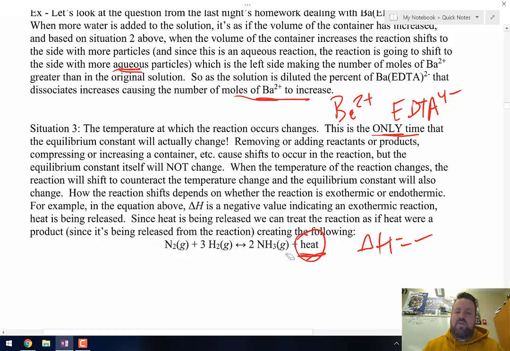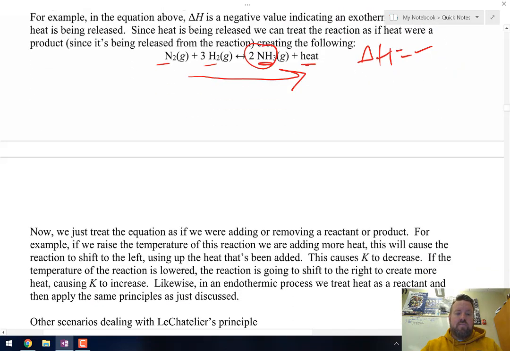Okay, if it's exothermic, like this one still is, and you lower the temperature, it's just like you've removed some NH3. You remove some heat, it's going to counteract that by making more of it, and the reaction is going to shift to the right. And again, when it does that, the amount of nitrogen and hydrogen is going to go down, the amount of ammonia is going to go up.